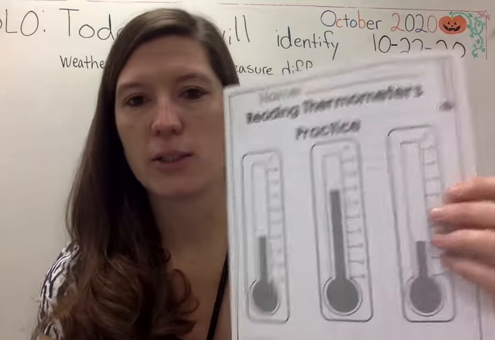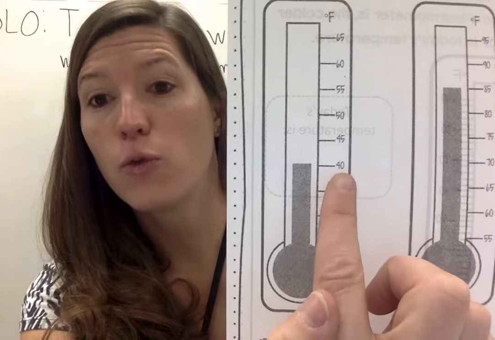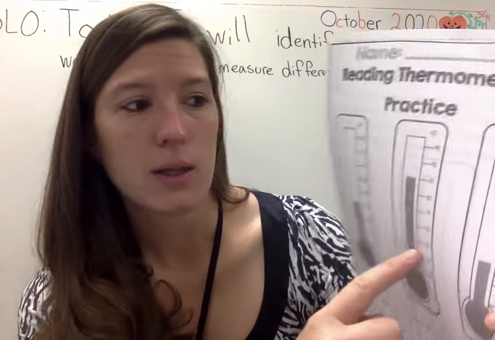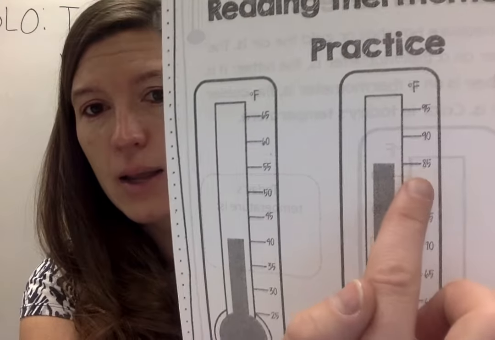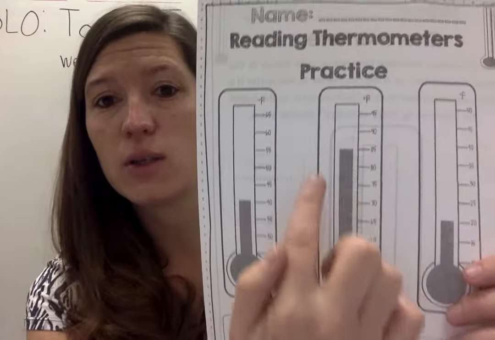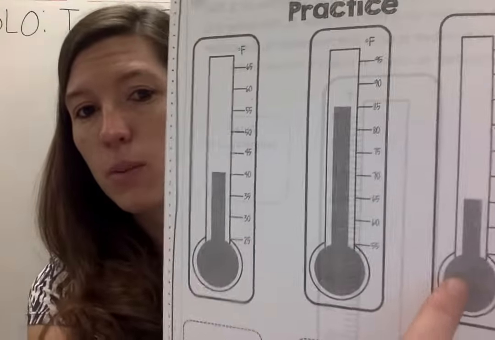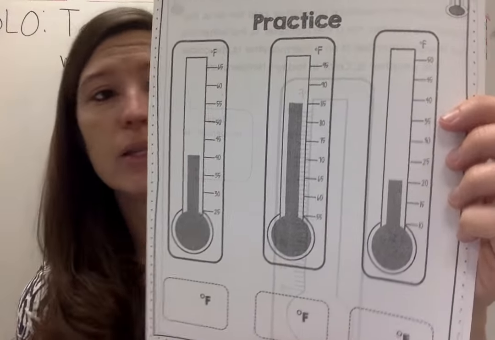Then on this side, I want you to practice. So here's our mercury, and it goes up, up, up. And what number is it stopping at? A 4 and a 0. 40. So that says it's 40 degrees. So you'll write 40 down here. On this one, it's a little bit warmer because it's higher. Up, up, up, up. What number is that? An 8 and a 5. 85. So this thermometer says 85 degrees. So you'll need to write an 8 and a 5. And then this one over here, it's cold. The mercury only goes up to 20, so you'll write 20, a 2 and a 0.